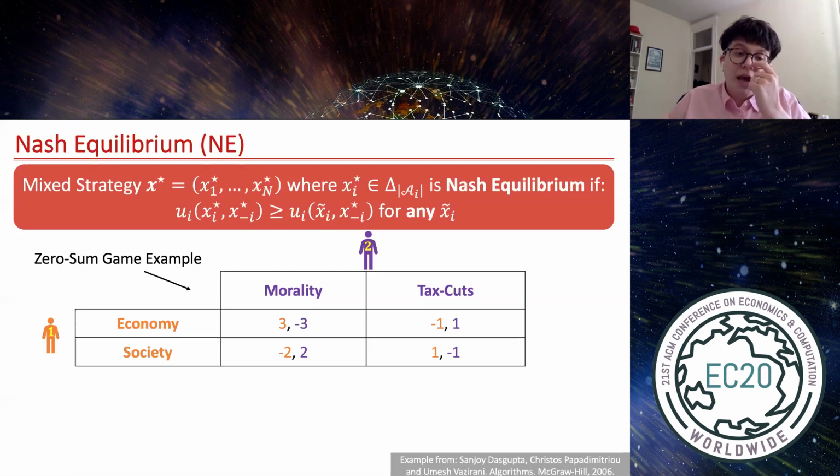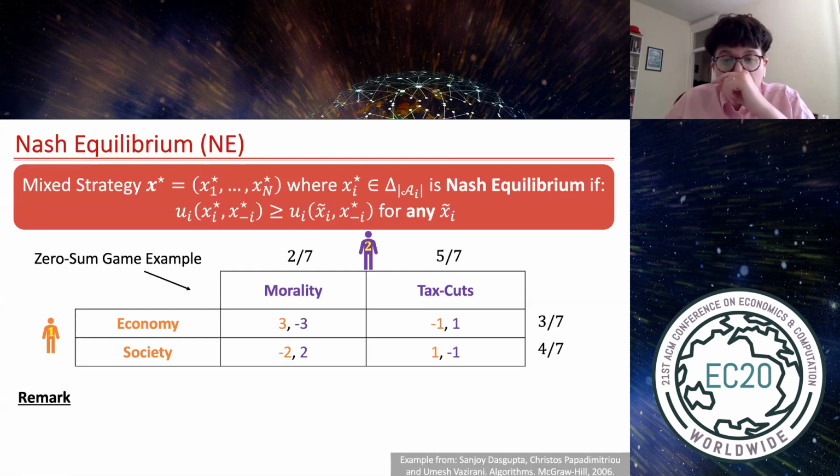And what would a mixed strategy look like in this example? Well, a mixed strategy would essentially split probabilities into how much weight to devote to economy and society. It's 3/7 and 4/7 for the orange agent, and 2/7 and 5/7 for the purple agent.